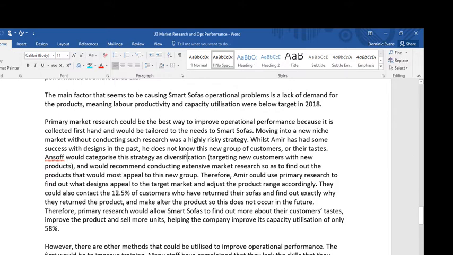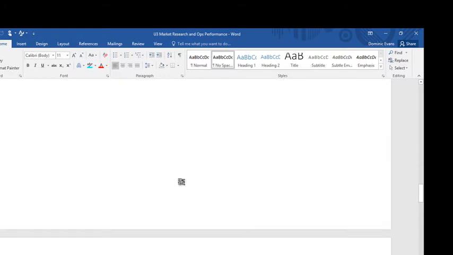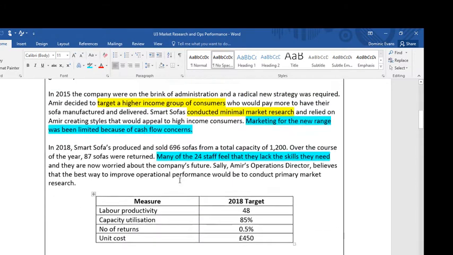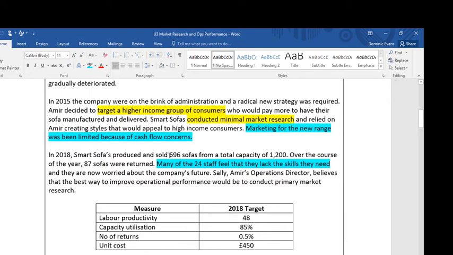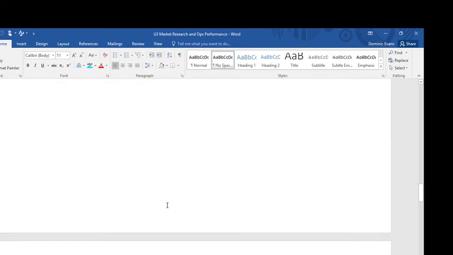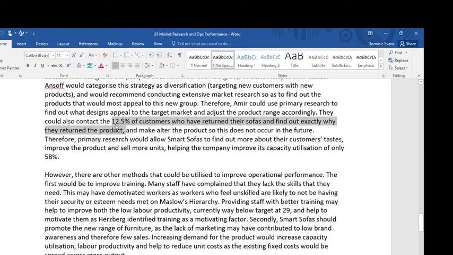They could also contact the 12.5% of customers who have returned their sofas and find out exactly why they returned the product. Now, this is a good strategy to use. You're showing, they haven't put 12.5% in the case study. They put that 87 sofas were returned out of 696. So this is showing the examiner that I'm using the data that they're providing me to come to some conclusions.